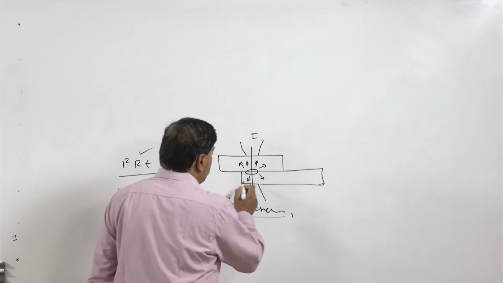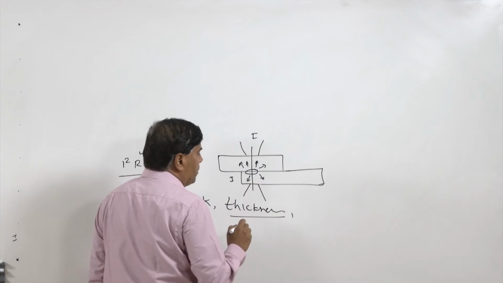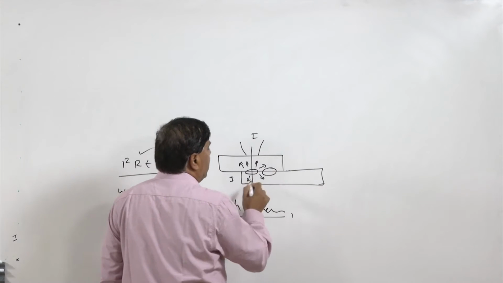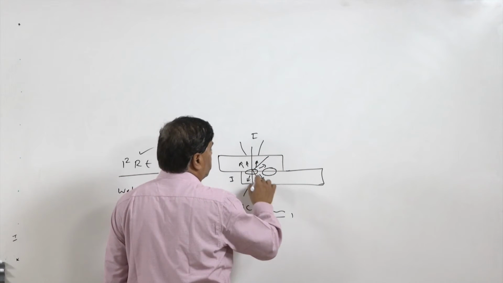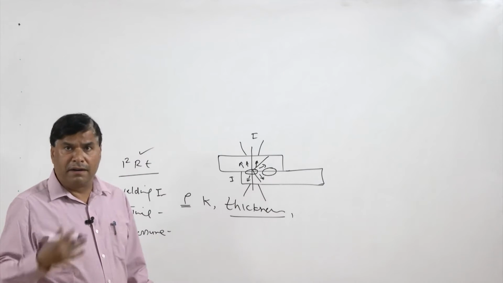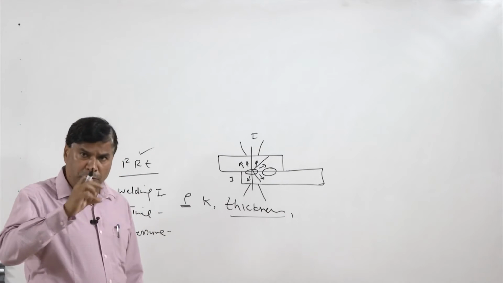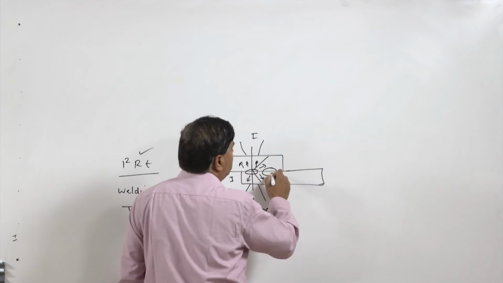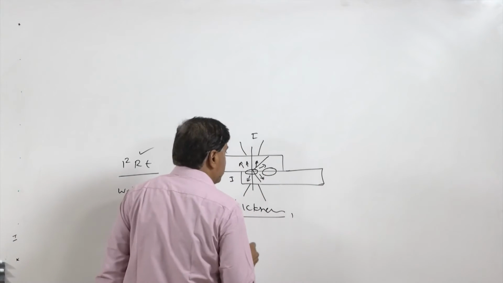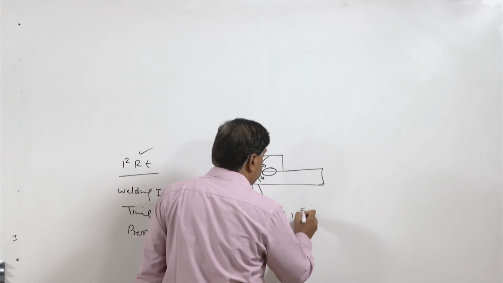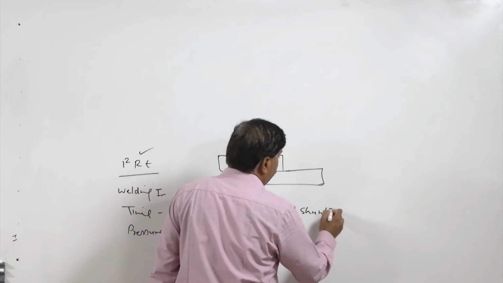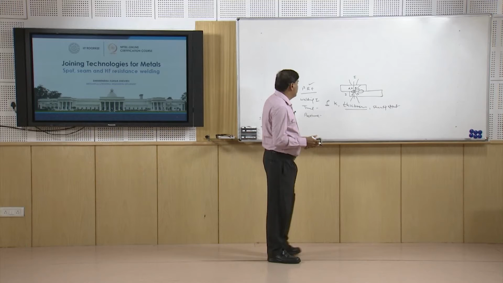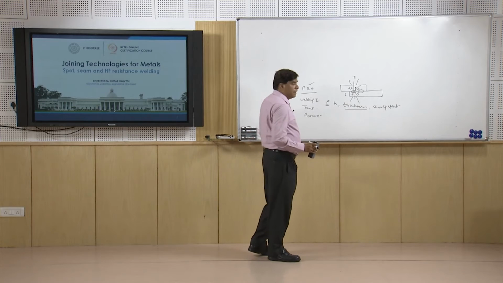Like, say, if one joint has been made, a low current may be good enough, but as soon as we start developing another joint, by the shunting effect, current will flow through the earlier made nugget, and this will reduce the actual flow of current through the required location. This will reduce the heat generation, and in turn it will also reduce the size of the nugget. So, the shunting effect also needs to be considered when selecting the suitable value of the welding current.